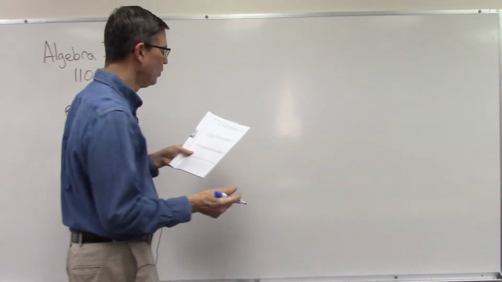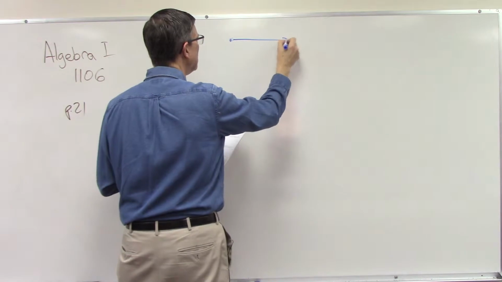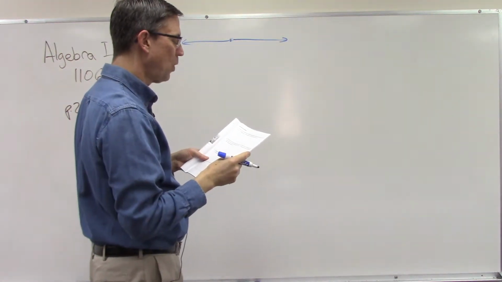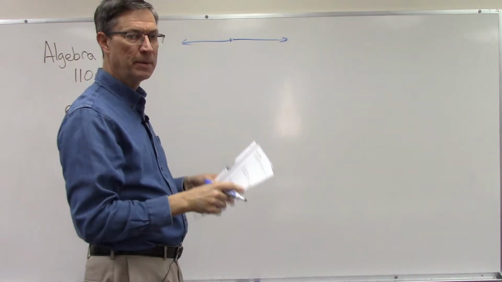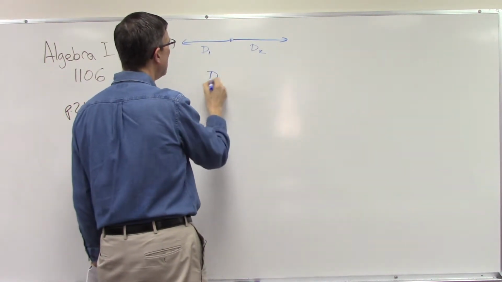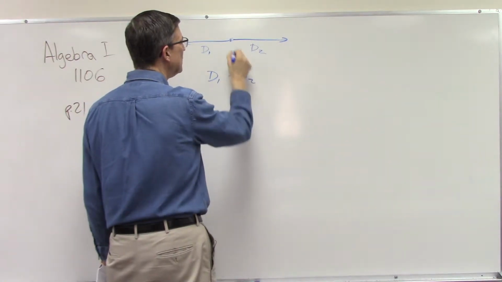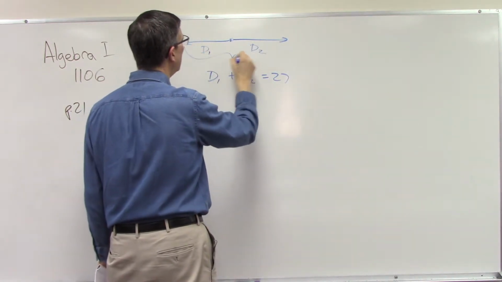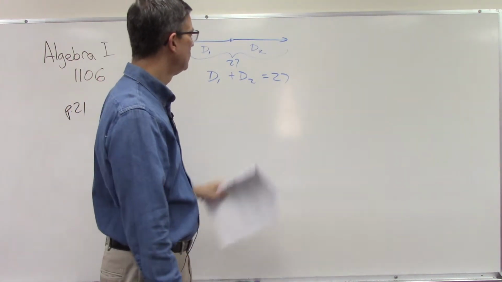Question number 1 says 2 boys are on bicycles. They start from the same place, but they ride in opposite directions. One rides twice as fast as the other. In 3 hours, they are 27 kilometers apart. So let's call this distance 1, distance 2, and in this case, they're not equal, okay? Because they start here, one goes this way, one goes this way, and it says that they are a total of 27 kilometers apart. Do you see that? So we have to add these two distances.